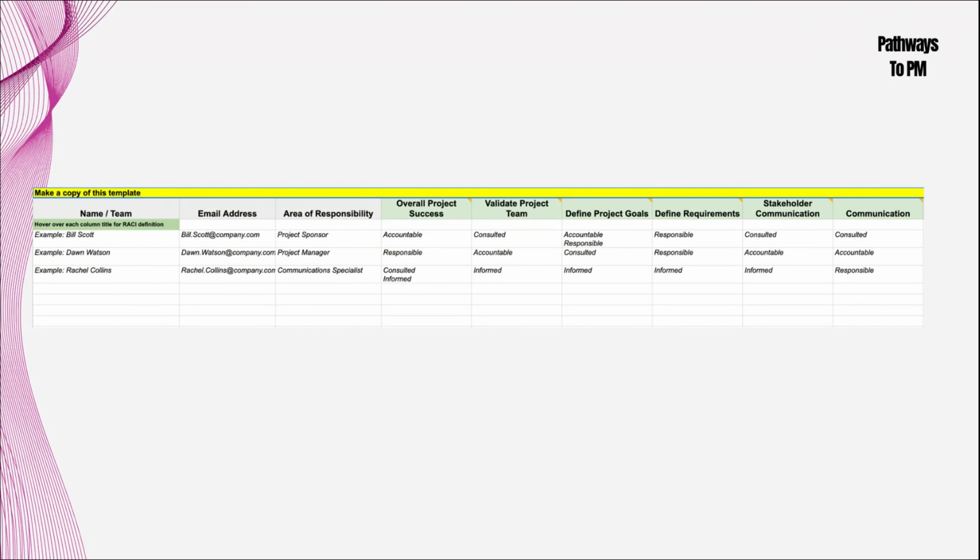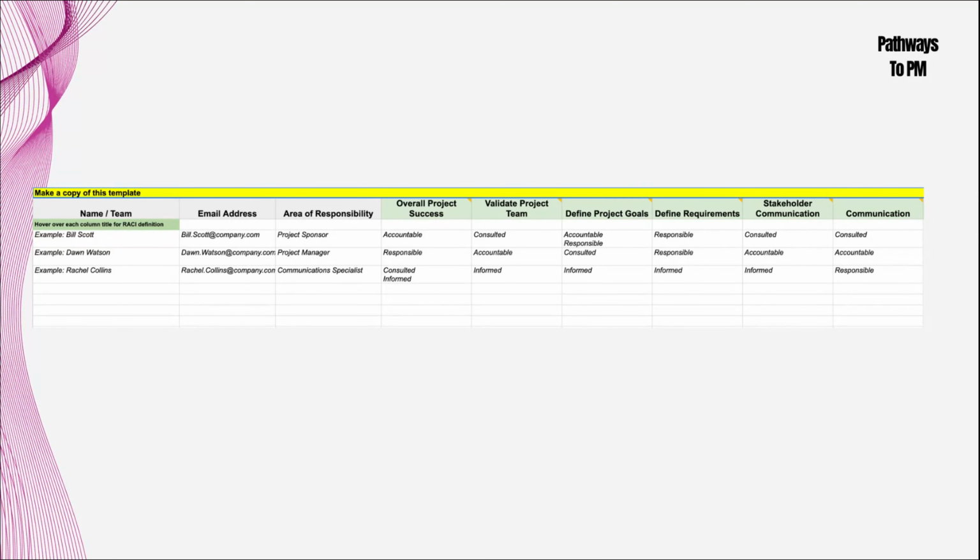Okay, so you have the name or the team, the email address, the area of responsibility, whether they're project sponsor, project manager, communications specialist, training lead, change management lead, all of that. And then anything that's in green can be changed based on your project. So for the overall project, I chose overall project success, validating the project team, defining the project goals, defining requirements, stakeholder communication, all of that, right?